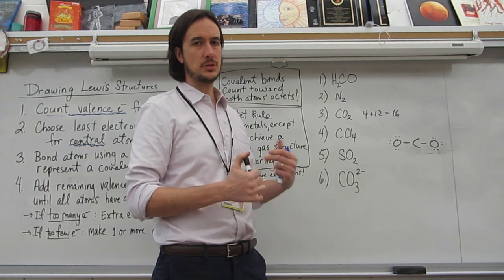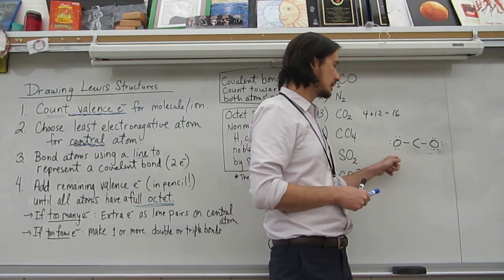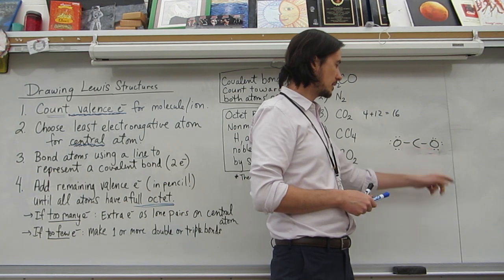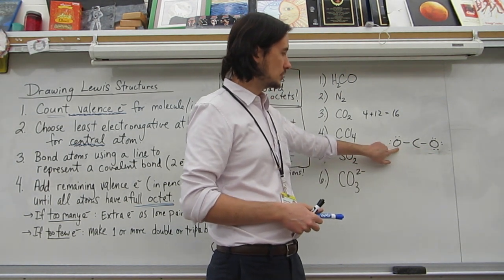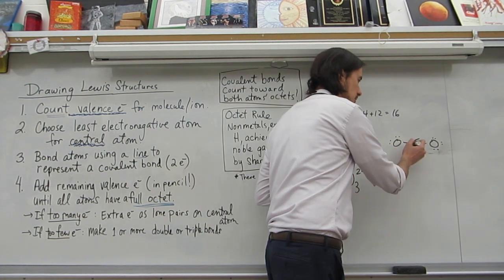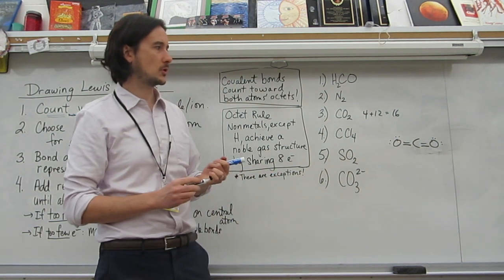So count them. Make sure that you do see I have a total of 16 electrons on the board. Octet's good for oxygen and the other oxygen, but carbon only has 4 electrons. So we're going to need to start sharing some electrons. So that is your structure for carbon dioxide.